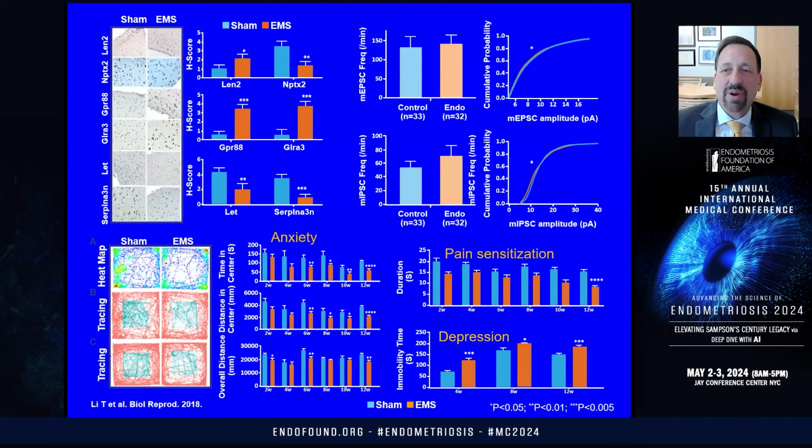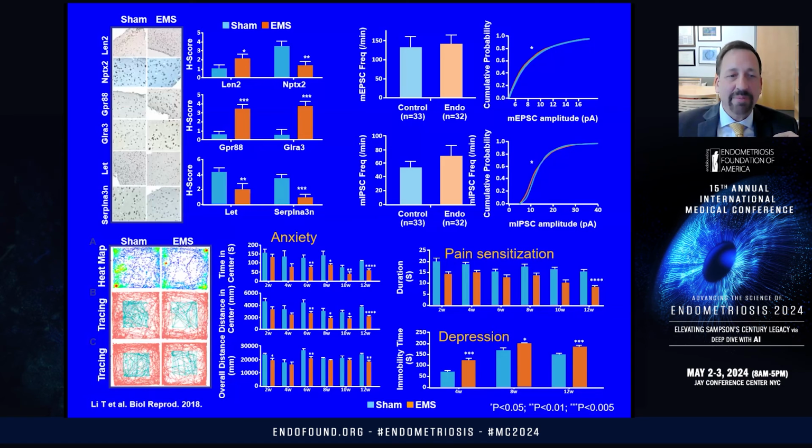Here we show when we create endometriosis in our animal model, the red bars are the endometriosis, we take out the brains and we do immunohistochemistry. Various genes that are associated with these phenomena are altered in the brains of animals with endometriosis. On the upper right, we show the electrophysiology is different. But most importantly, when we look at behaviors, we show these behaviors are changed by creating endometriosis.